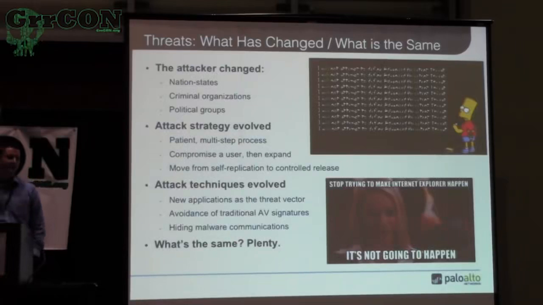Avoidance of traditional AV signatures. We've been talking about this. With the toolboxes available nowadays, it's almost trivial in a lot of ways to get around the static signature stuff and just repack, obfuscate, do what you need to do to get around it. It's not that difficult. And hiding communications, we saw examples of that as well. Using non-standard ports, proprietary encryption, anything to get around appliances that aren't able to look for that and block the unknown stuff. So what's the same?